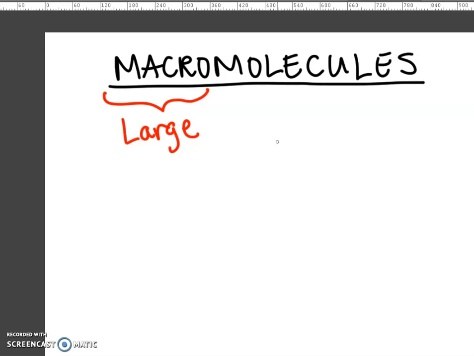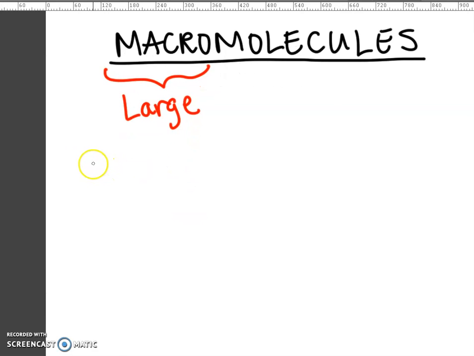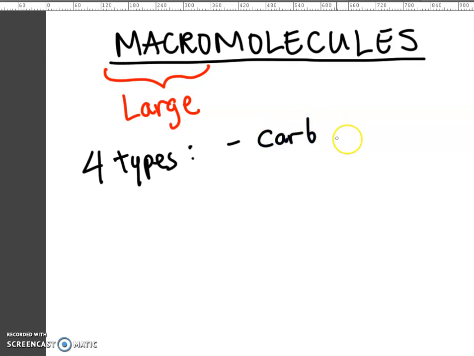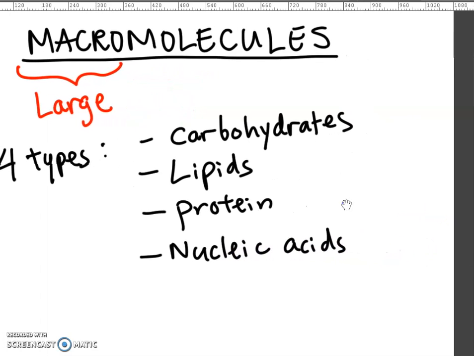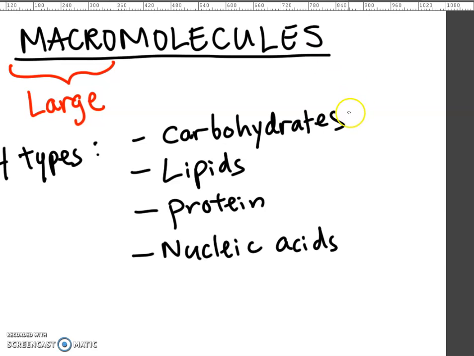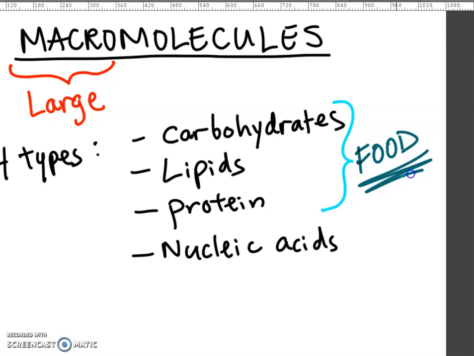There are only 4 major types of macromolecules that we have in our bodies. Our 4 different types are your carbohydrates, that we call carbs, lipids, proteins, and nucleic acids. Out of these 4, you probably will have heard in some form or fashion the top 3, because you can find all of these things discussed when we talk about food.